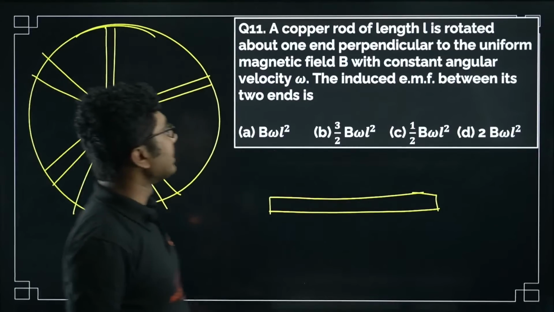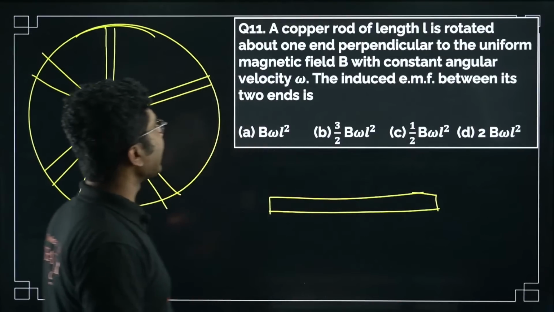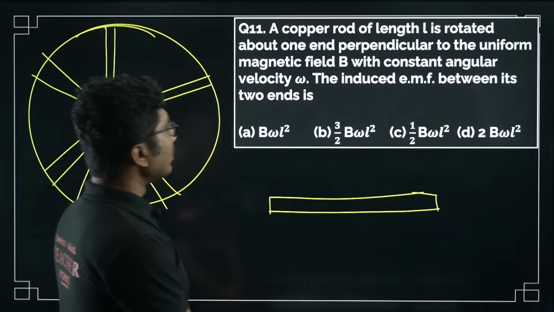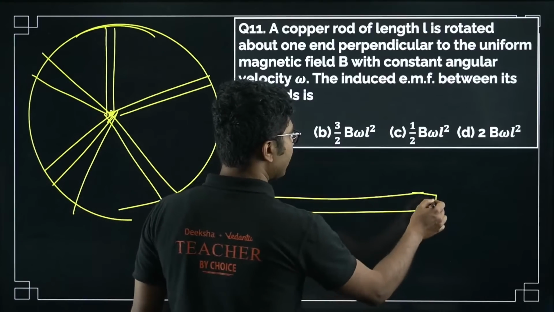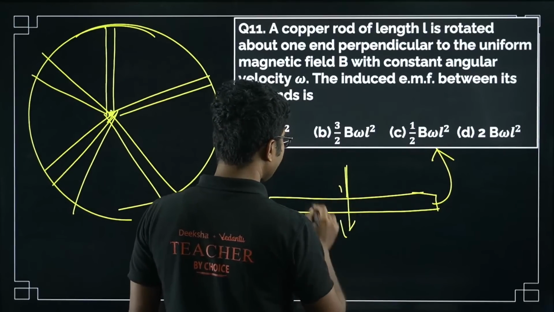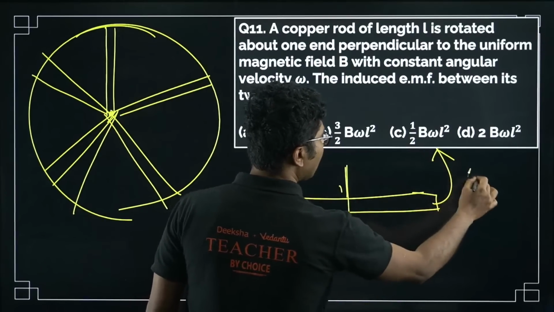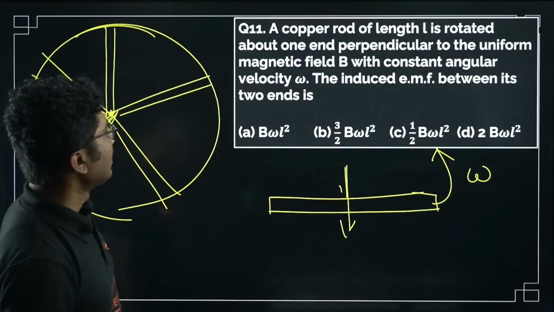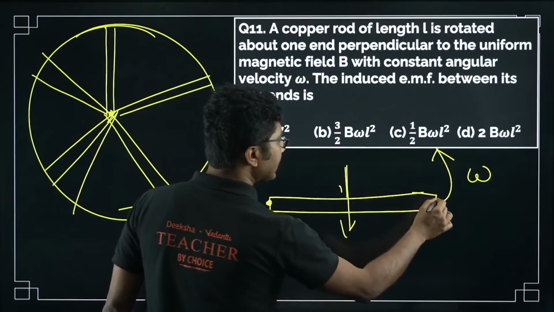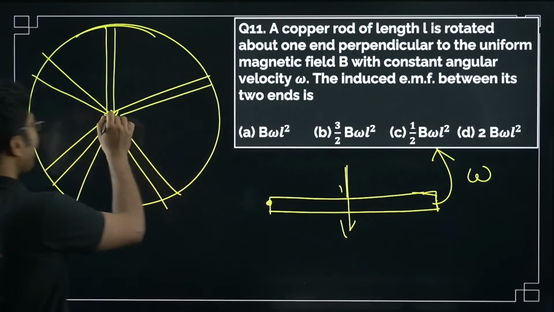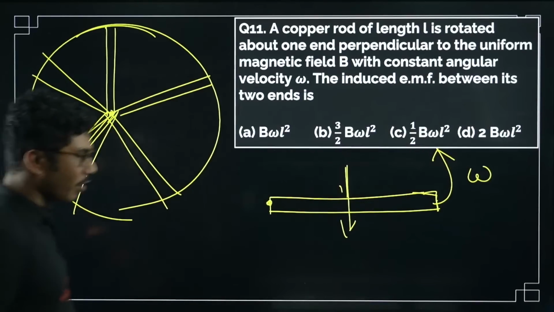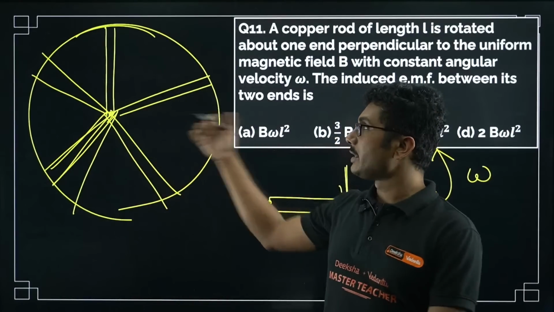Remember this: a copper rod of length L is rotated about one end in a perpendicular uniform magnetic field B with constant angular velocity omega. So this is basically rotating. There is a magnetic field acting on it, and the angular speed is omega. What is the induced EMF between the two ends? So what is the induced EMF between this point and this point? This is the same problem as the circular spoke.